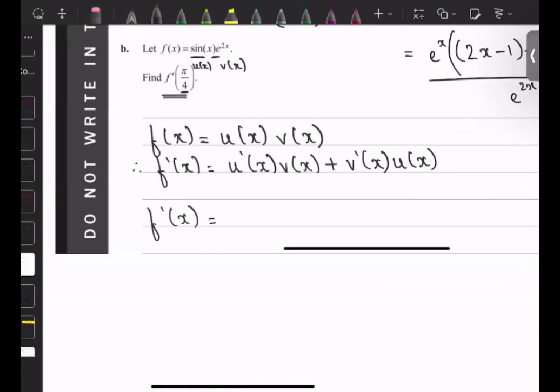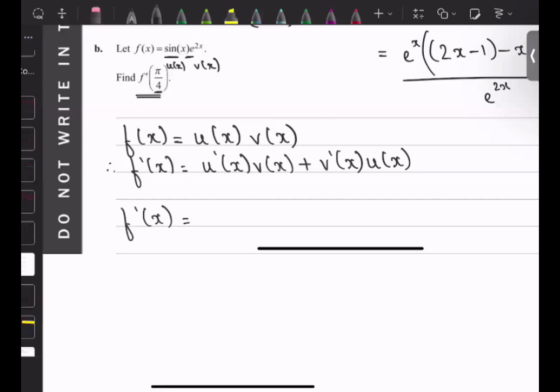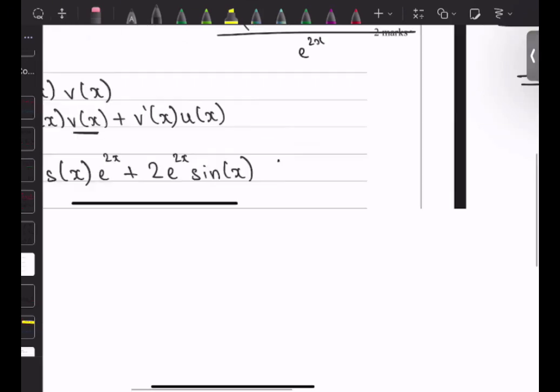So f dash of x is the derivative of u with respect to x. So if I differentiate sine of x with respect to x, I get cos x, and v of x is just e to the 2x. Remember, we are not taking the derivative with respect to x for the first term, plus, now the derivative of v of x, so v dash of x, is the derivative of e to the 2x with respect to x, which is just 2e to the 2x, and u of x is just sine x. We don't need to take its derivative because it's the second term now. So this is the derivative of f. This is using what's called the product rule.